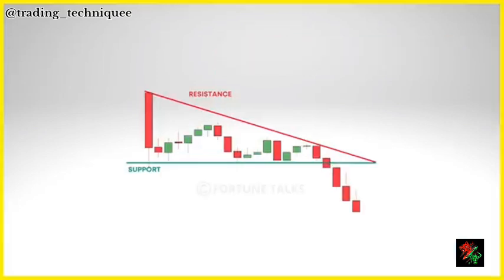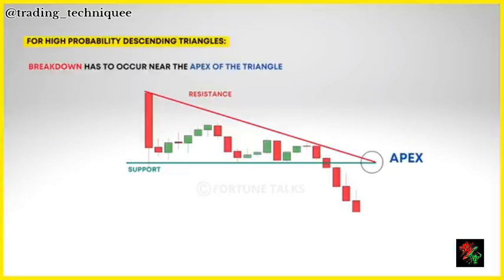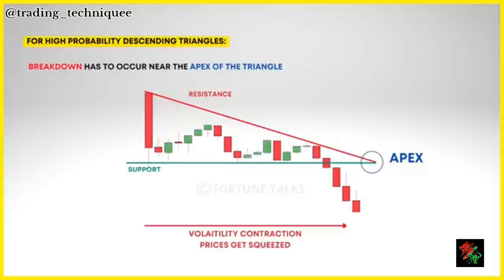Being a bearish continuation pattern, the most common way to trade a descending triangle is to go short when the price breaks below the support level. Still, there are important things to consider if you want to find the highest probability breakout trades. The breakdown should occur near the apex of the descending triangle. Apex refers to the tip of the triangle pattern where both the trend lines meet. The reason you want to short near the apex is that it is where the volatility is the lowest and the prices are squeezed.